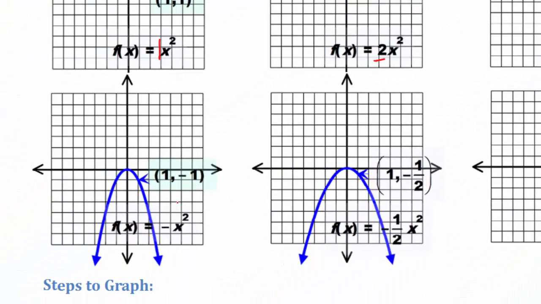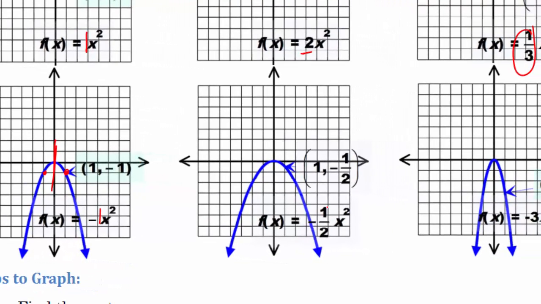What happens when a is negative? Well, it turns it upside down because we're going to go over 1 and now down 1 on each side of our vertex using symmetry. So if a is negative 1/2, over 1 and down 1/2, so again a little bit flatter or wider than when a is 1 or negative 1.